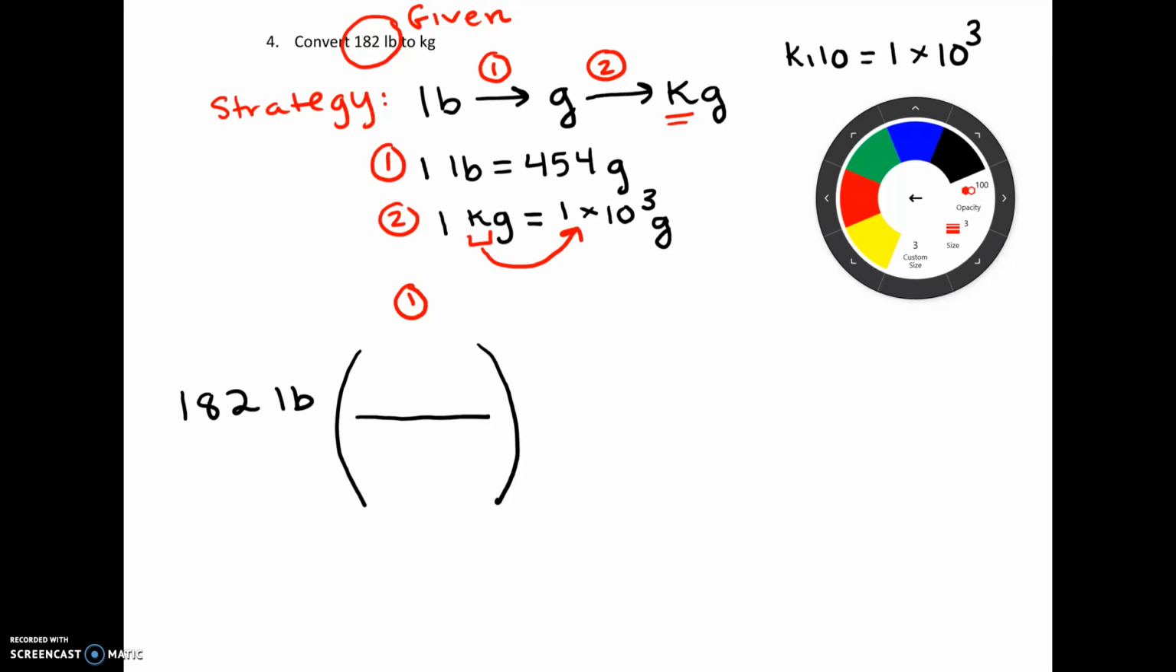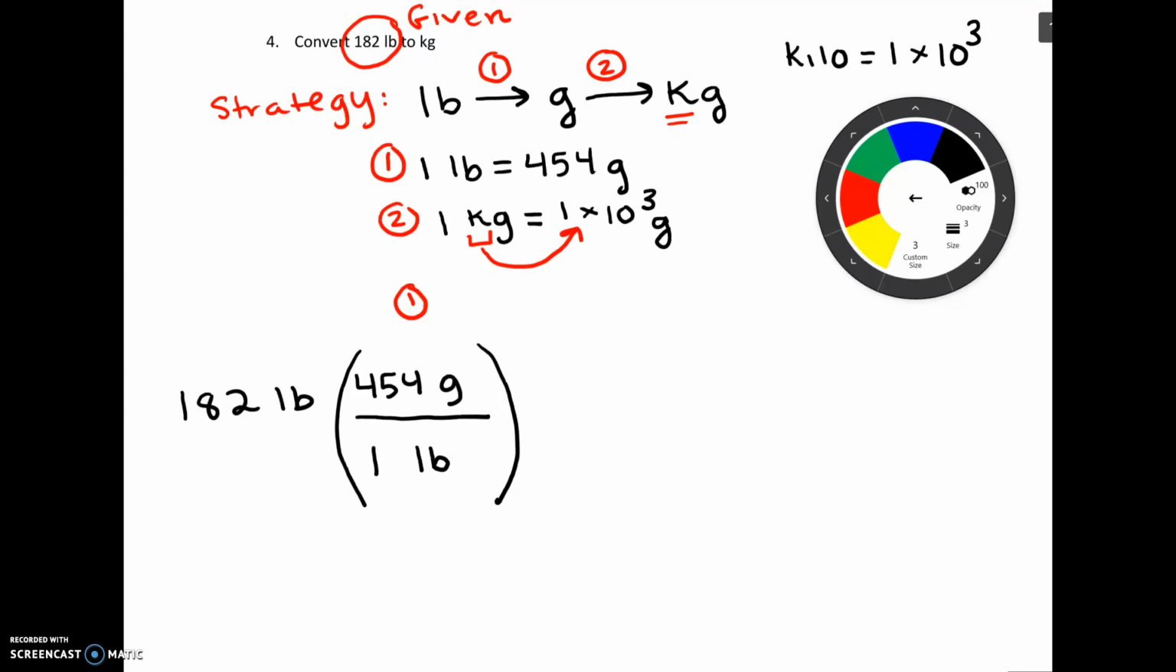I'm looking at my first equivalence and I'm trying to figure out which units go on the bottom. Is it the pounds or is it the grams? I want to get rid of pounds. To get rid of pounds, I'm going to take the whole left-hand side of my first equivalence and put it in the bottom. So I'm going to put 1 pound on the bottom. And on the top, I'm going to put the whole right-hand side, the 454 grams.